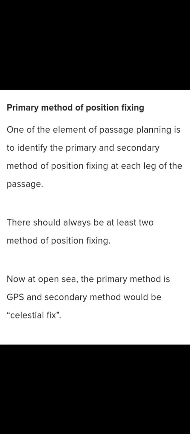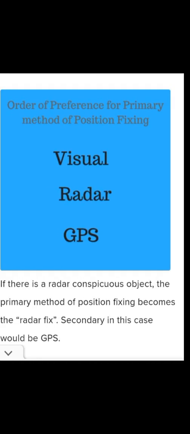So, primary method of position fixing. One of the elements of passage planning is to identify the primary and secondary method of position fixing at each leg of the passage. There should always be at least two methods of position fixing. Though at open sea, the primary method is GPS and the secondary method will be celestial fix.